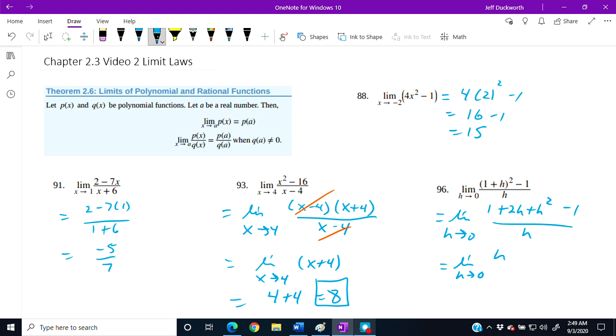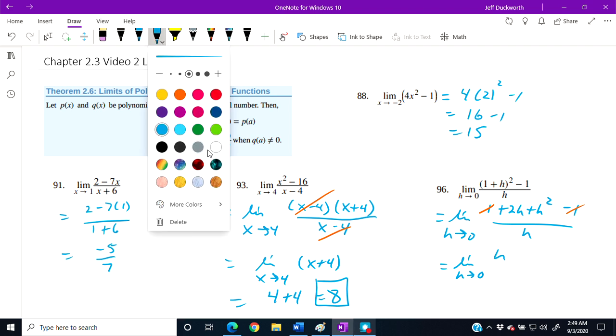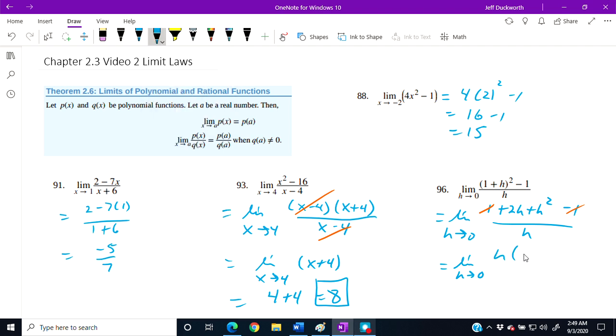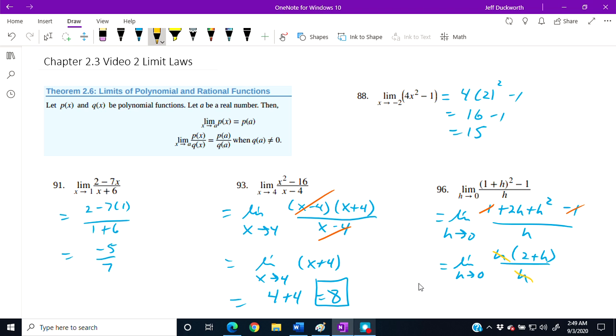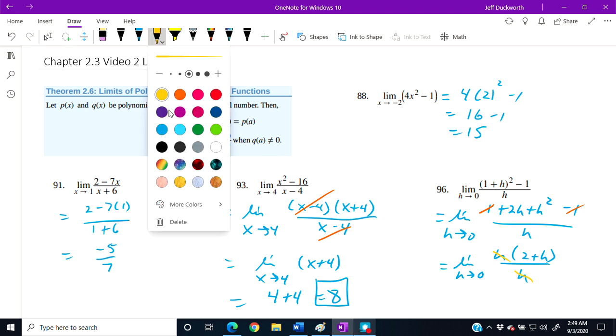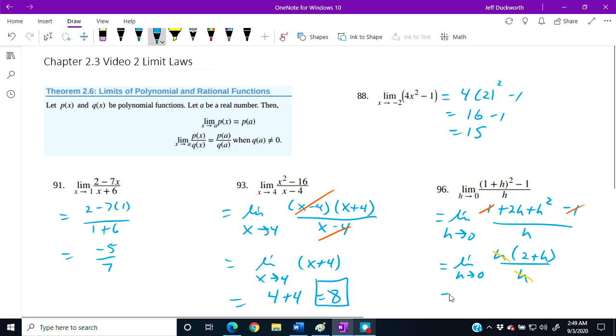So again, these cancel. So I factor out an h, and I'm left with 2 plus h multiplied by that, and I've got an h. Now I can do another cancel. And that leaves me with the limit as h approaches 0 of the quantity 2 plus h. And that equals just 2. When I put in a 0 for h, it goes away.